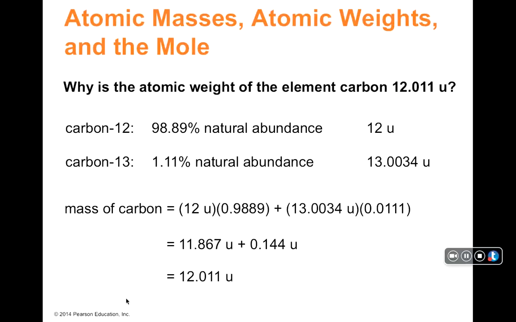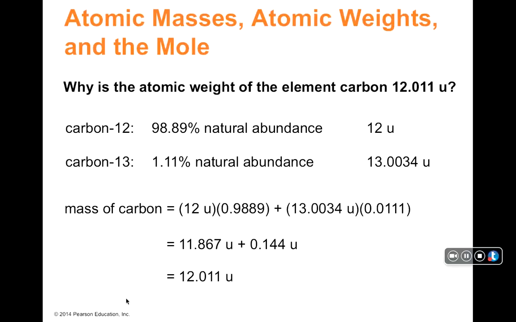Okay, so here's how that calculation is done. I know we did discuss this already. So the two naturally occurring isotopes of carbon are carbon-12 and 13. Typically there's 2 or 3 isotopes for every different element. Sometimes there's only one. So carbon-12 obviously has 6 protons, 6 neutrons, and 6 electrons. Carbon-13 would have 6 protons, 6 electrons, and 7 neutrons. And so you can see the difference in the masses. The 12 versus the 13.0034 comes from that additional neutron.